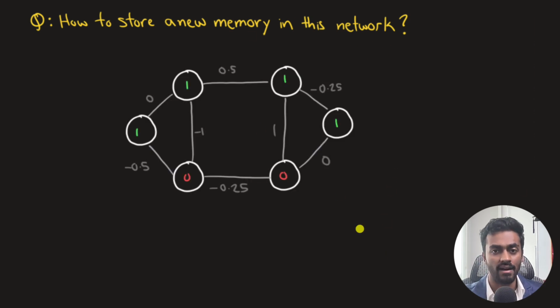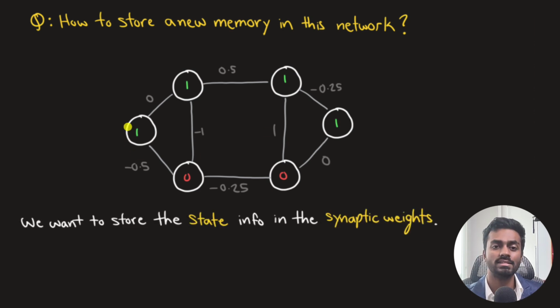Well, let's assume that we have this Hopfield network over here, where it has certain synaptic weights, as shown in gray here. And this current state is 1, 1, 1, 0, 0, 1. This corresponds to a memory that we want to store. And so what that means is that we want to somehow encode this information, 1, 1, 1, 0, 0, 1, into the synaptic weights itself. So given the state, we want to update these weights. So how do we do this?